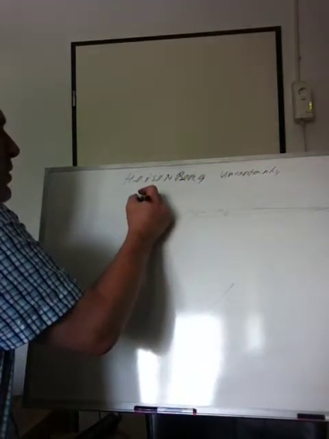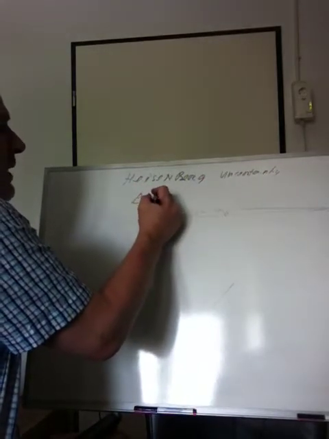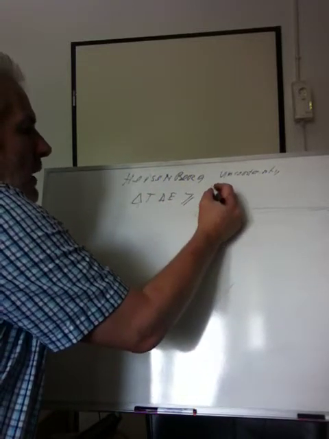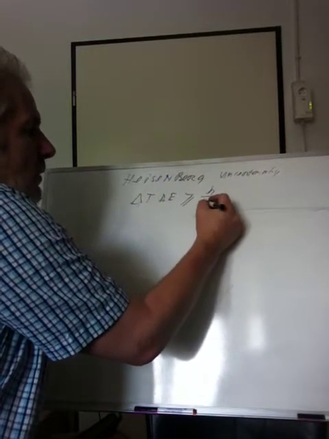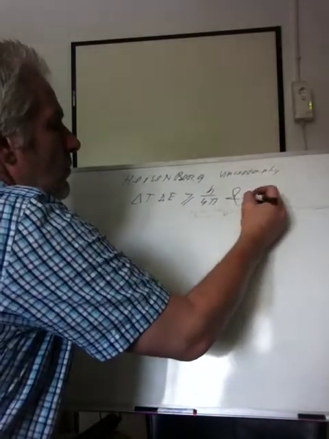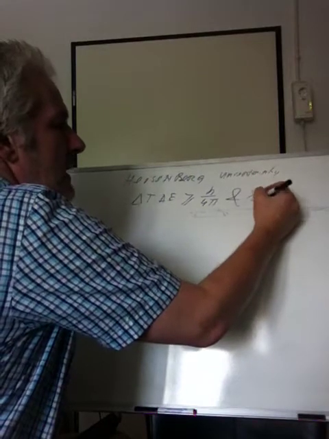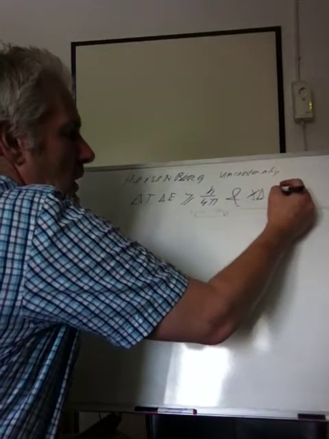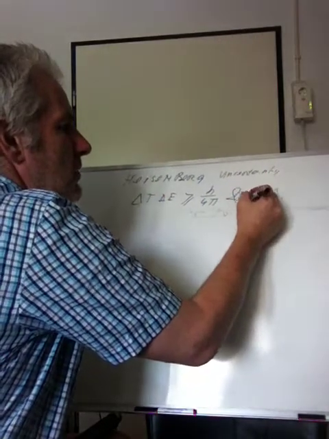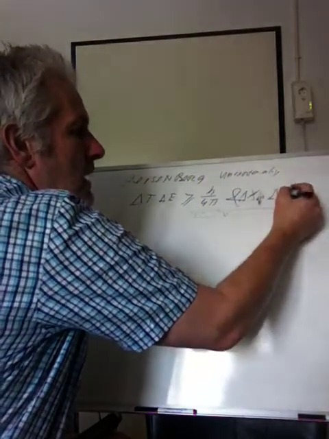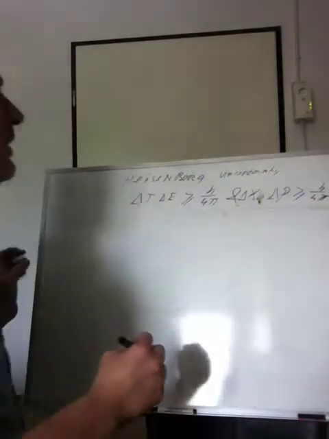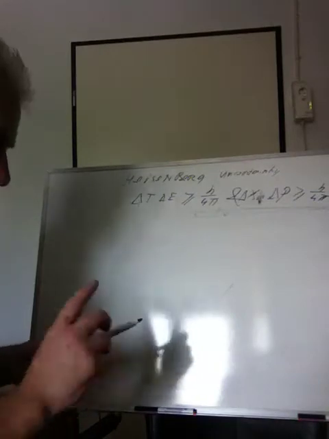Okay, Heisenberg says this: delta t times delta E is bigger than or equal to h divided by 4 pi, and delta x times delta p is bigger than or equal to h over 4 pi. We know that this is true.